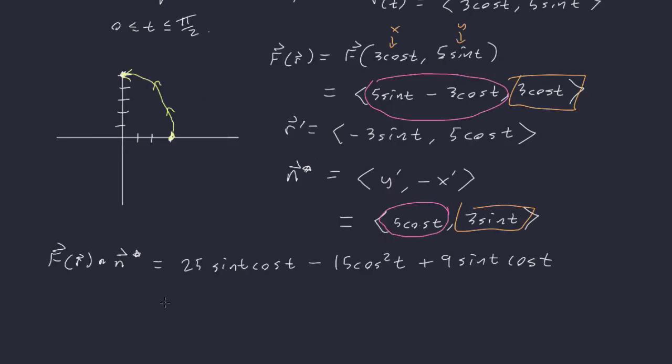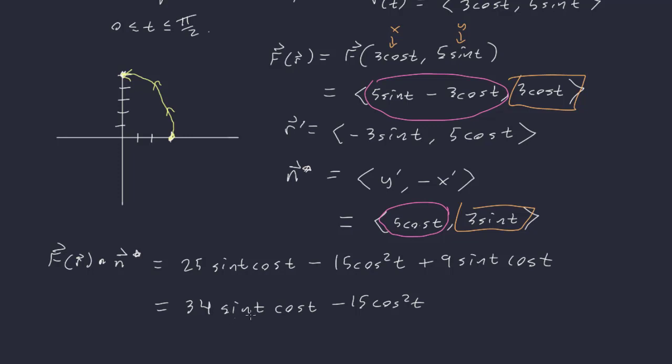All right, so this comes together. Thankfully, here's some like terms. We get 34 sine t cosine t, and we have negative 15 cosine squared t. Now, I want to integrate this. So there are a couple ways we can do that. What I'm going to do is use some identities to help us.